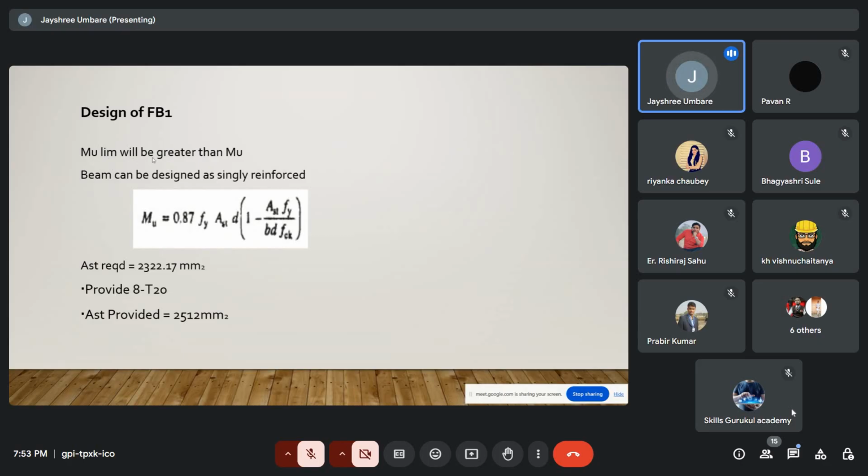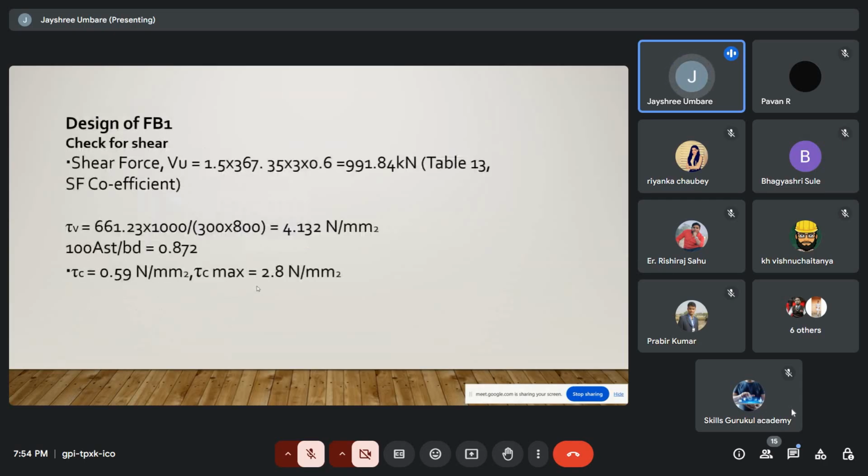M_u limit will be greater than M_u ultimate, so the beam can be designed as singly reinforced. From this formula, Ast required is 22.17 mm square. Provide 8 bars of 20 mm dia. Ast provided is 2512 mm square, which is greater than this. Hence it is safe.